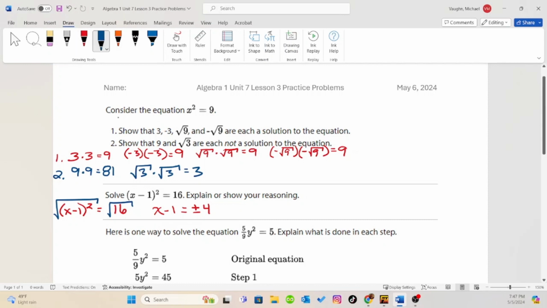Next, we're going to want to add 1 to both sides. So, either we have x equals positive 4 plus 1, which equals 5, or we have x equals negative 4 plus 1, which equals negative 3. So the solutions are both 5 and negative 3.